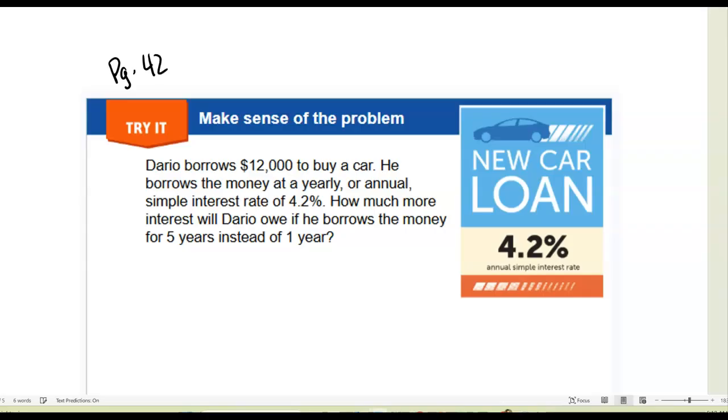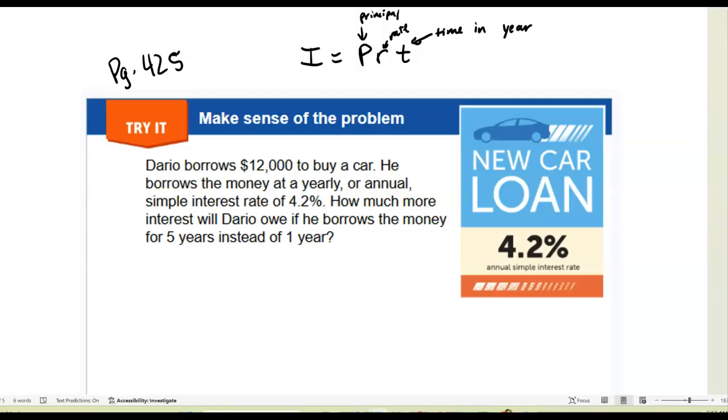Reminder from yesterday, our interest formula was our interest is equal to our principal times our rate times our time. So P stands for principal, the amount of money that you start with. R stands for rate, usually percentage, but you want to write it as a decimal. And T stands for time in years.